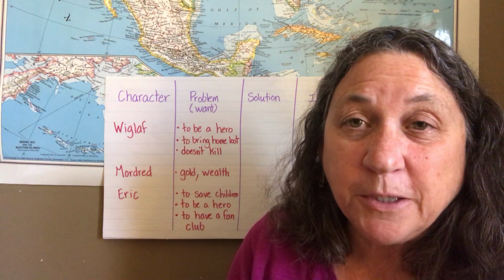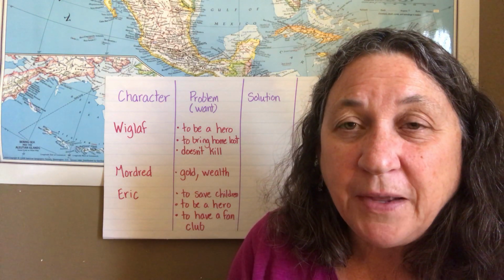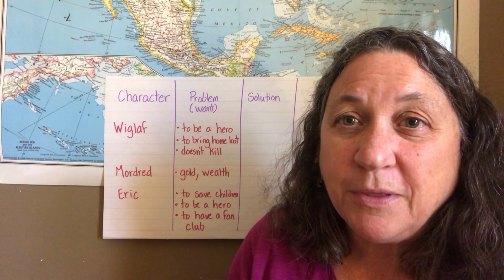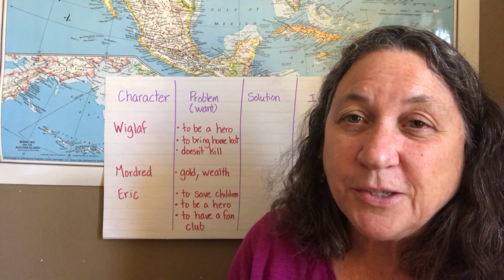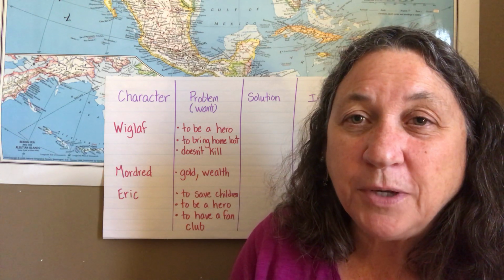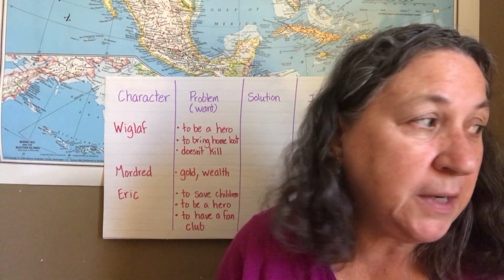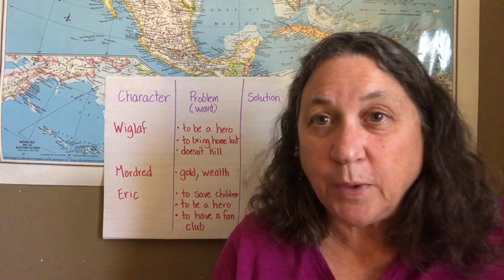The multiple problems in a book are really important, and they help to reveal something about the theme of the book and something that the author's trying to teach us. So here's a chart that I made that you could imitate something like this. This is for our read aloud with Wigloff.